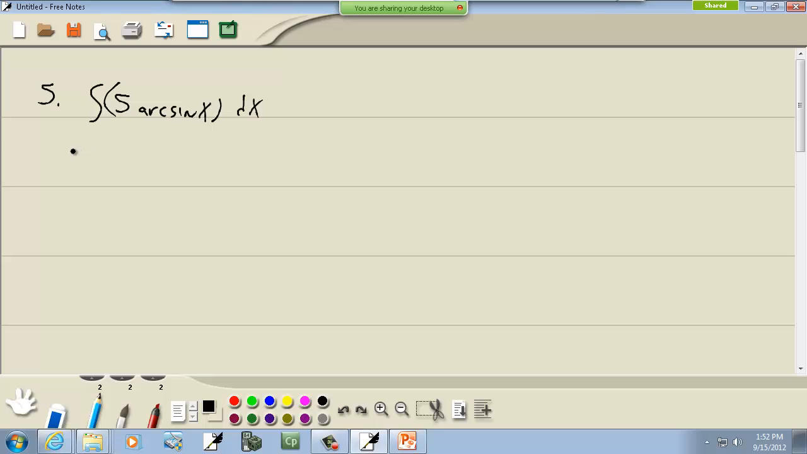So what I'm going to do is take the 5 out in front first. And the arc sine here, I'm going to let be u. And dx will be dv. That seems weird because it seems like we didn't actually set equal to anything. But so u is equal to arc sine of x, and dv is equal to dx.